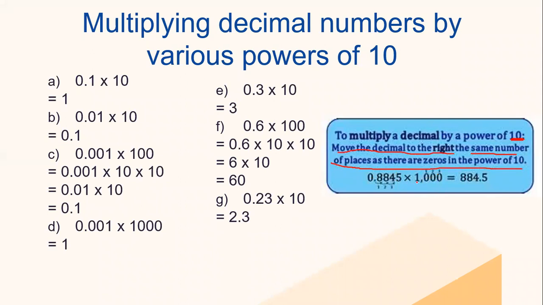As you can see here, one example. If you have to multiply by 1,000, how many zeros are here? Count it: 1, 2, 3. So your dot was here. Now you shift it how many places to the right? 3 places means your point will come here. So what is the value now? Your point is in the middle of 4 and 5. That means 884.5. That's the rule.